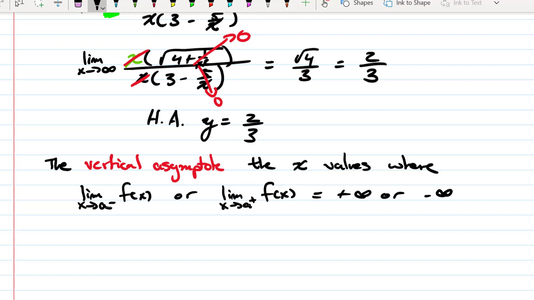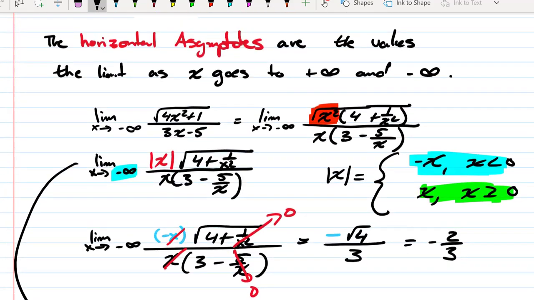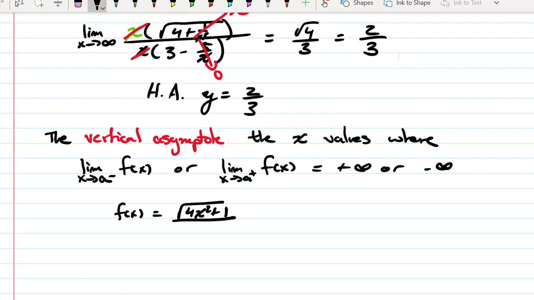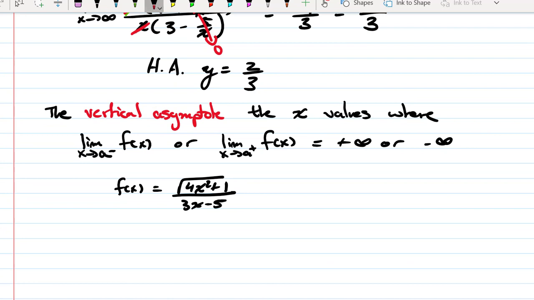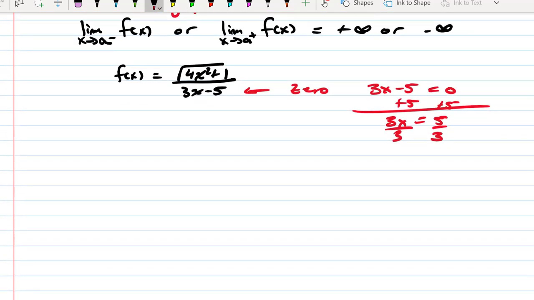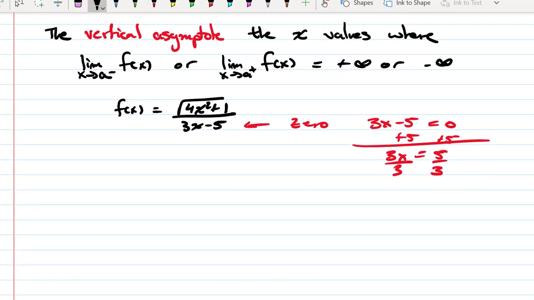This is often anywhere where the denominator is equal to 0, because if we have the numerator as a constant divided by 0, it is going to be infinity. So we have our f of x, which was the square root of 4x squared plus 1 all over 3x minus 5. The zero of the denominator is going to be when 3x minus 5 equals 0. So we add 5, we get 3x equals 5, divide by 3, and we get x equals 5/3. And if we check, the limit is going to be both positive and negative infinity depending on whether we come in from the left or the right. So our vertical asymptote is x equals 5/3.